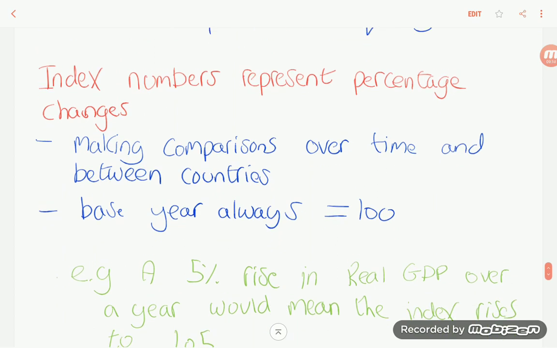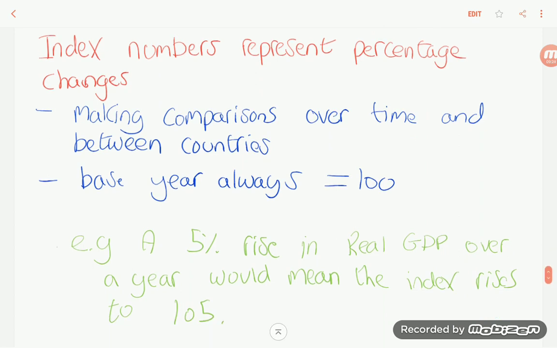Finally, index numbers represent percentage changes. Index numbers are useful for making comparisons over a period of time. The first year is called the base year. The index number for this year is set at 100. Changes up or down are expressed as numbers above or below 100.